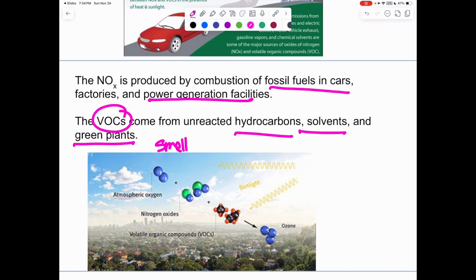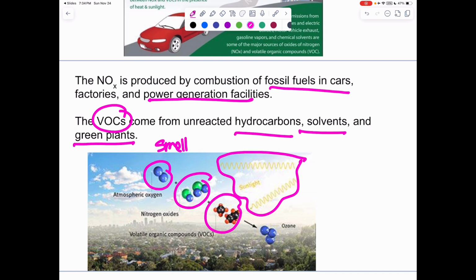So here's a look at it here. You can see we have oxygen in the air, we have nitrogen oxides in the air, and that's all going to combine with our VOCs and most importantly, our sunlight. So that sunlight, the temperature, the chemical reaction, and that's going to produce ozone at ground level. This is bad, and let's talk about why.